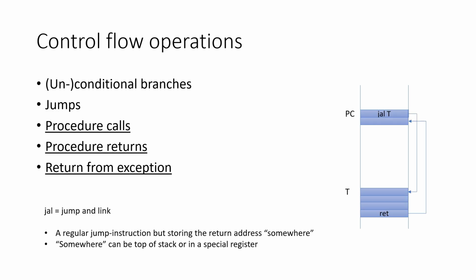In order to call a function or procedure, you need to remember the address where you came from. In RISC-V, this is done by storing PC plus 4, the address of the instruction following the jump, in register X1, also called RA. Then there is a specific instruction, JALR, which jumps to the address found in the register. Returns from exceptions and interrupts can be done in the same way, except that you also need to restore the privilege mode that was before the exception or interrupt occurred.